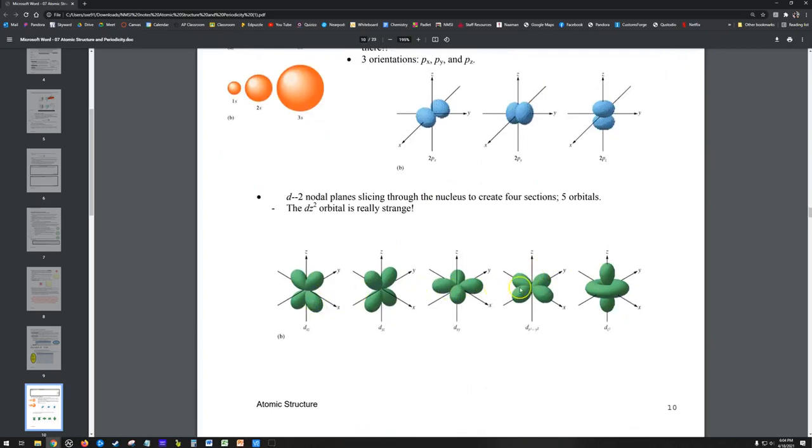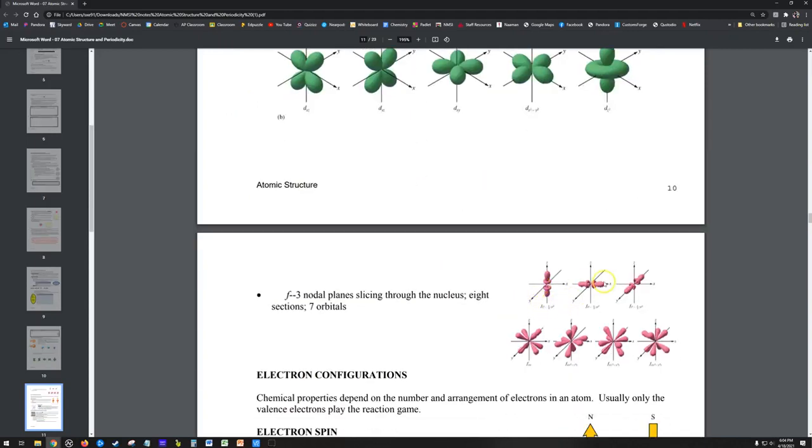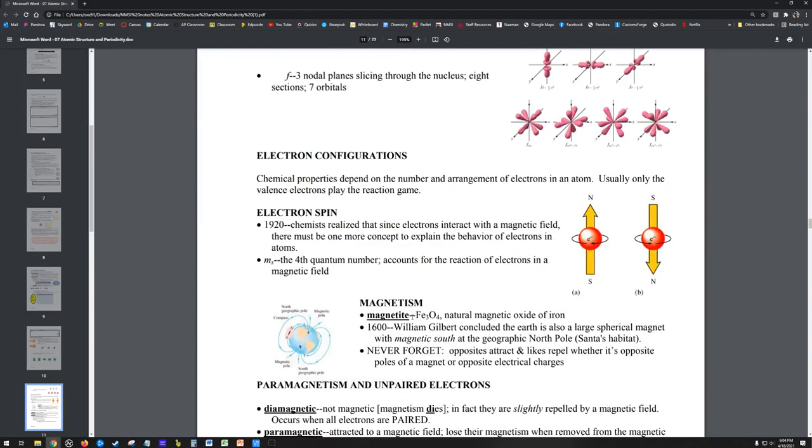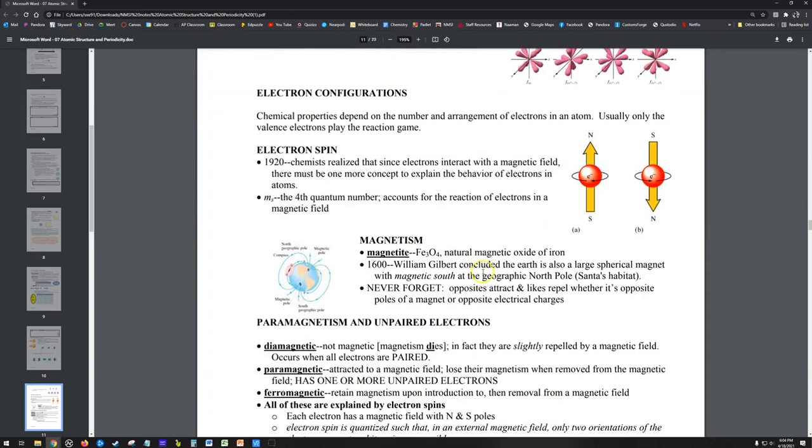There's 5 nodes. Wait, is there 5? There's 4 nodes in the d, and there's even more in the f. 1, 2, 3, 4, 5, 6, 7 nodes in the, let's see, 8 sections, 8 nodes in the f. And so we can write electron configuration, talk about electron spin, magnetism.